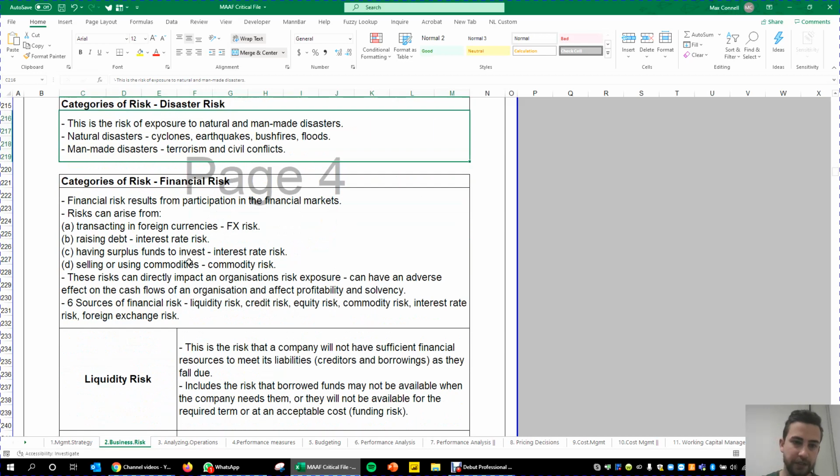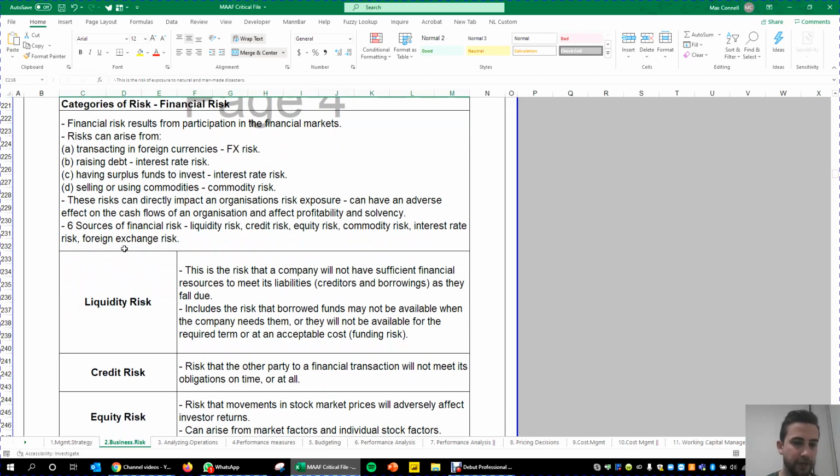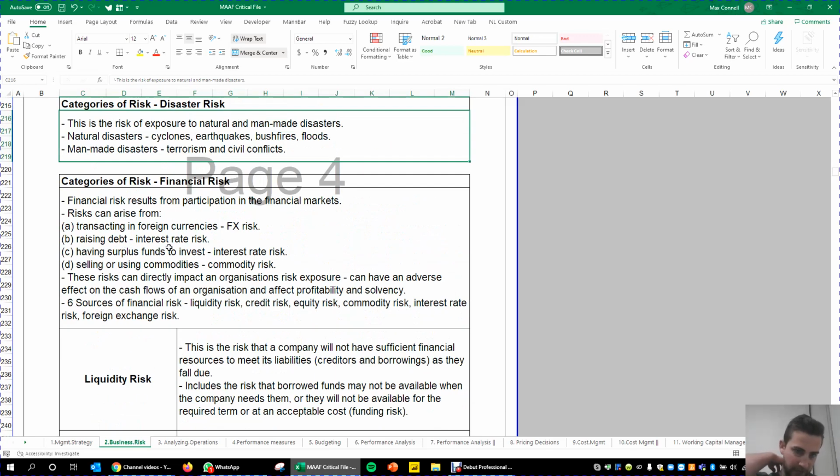Next category of risk is disaster risk. That's basically exposure to natural and man-made disasters. For example, natural disasters might be cyclones, earthquakes, bushfires, floods, while man-made disasters might be terrorism and civil conflicts and so forth. Then finally, let's talk about financial risk. So this is basically risk from participating in financial markets. So this could be arising from transacting in foreign currencies, could be from raising debt, the interest rate risk.